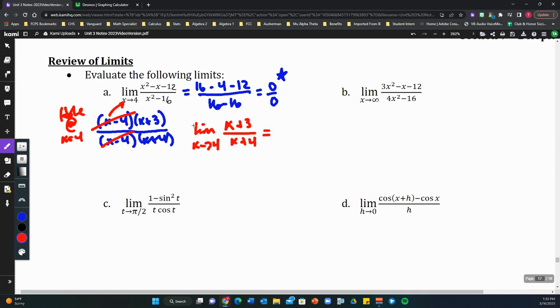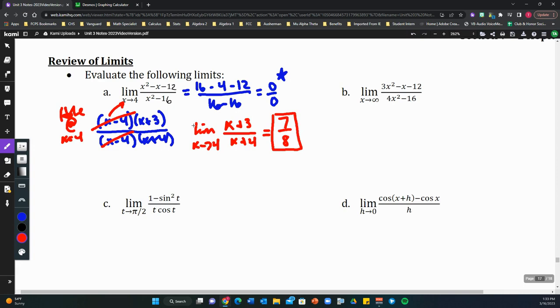And again, after we fix it, now we just try direct substitution again. So in this case, I would get 7 over 8, or 7/8, for that limit. That's it. So that was a quick review of the factoring technique to try and rewrite. So again, that wasn't the only one.